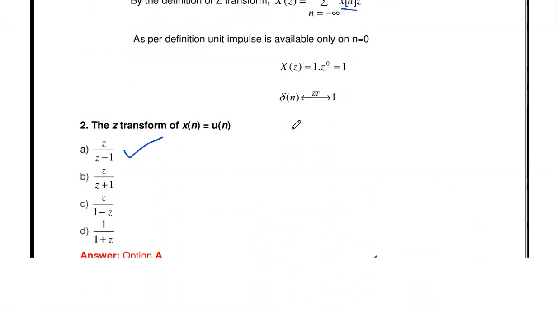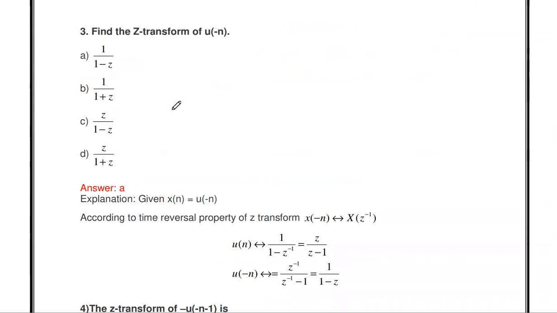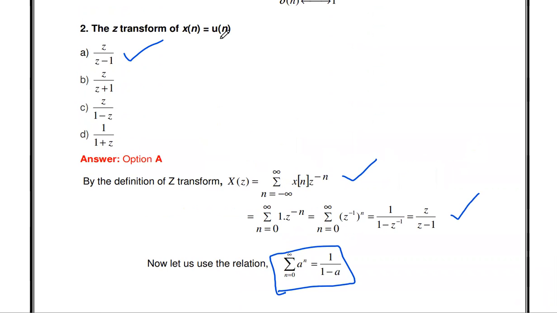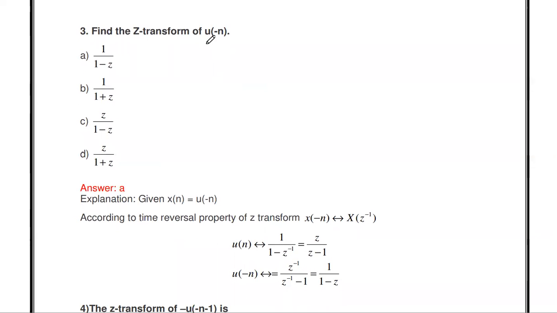For delta of n, the answer is 1. For u of n, z divided by z minus 1. Then the next one: find the Z transform of u of minus n. What is u of minus n? It is a time reversed version of the u of n signal. u of n means the signal is available for n equal to 0 to infinity. So u of minus n is the time reversed version, available for n equal to minus infinity to 0. For 0 to infinity, the signal is not available at all.